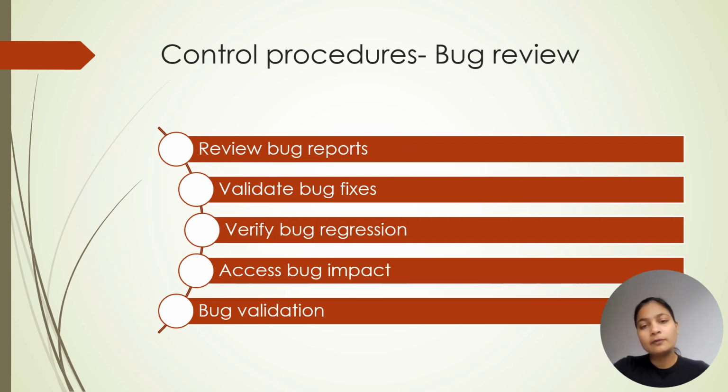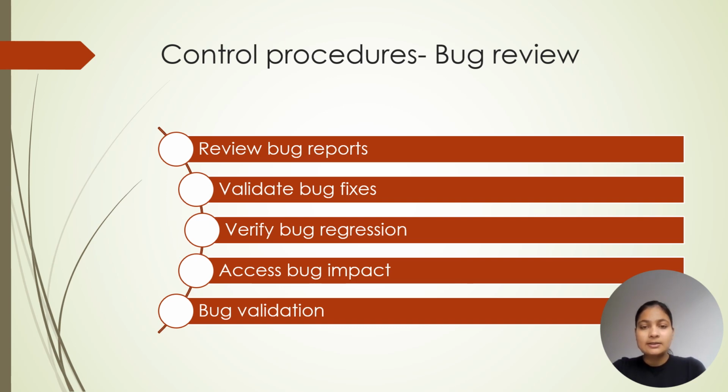There are five types of control procedures. Number one is review bug reports. It makes sure that the bugs are encountered well. Second is validate bug fixes. It addresses the bugs. Third is verify bug regression, which means checking whether the bug is fixed or not. If the bug is fixed, then it will not further lead to any bug.